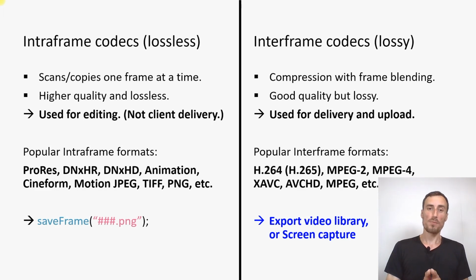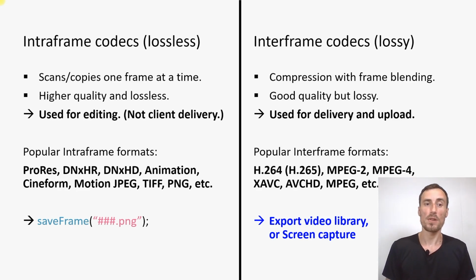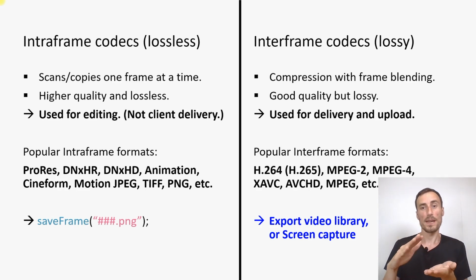Next thing that relates to lossless and lossy: you will encounter terms like intraframe and interframe. Intraframe codecs are lossless and interframe codecs are lossy. So when you do post-production or work professionally with videos, you would rather work with intraframe codecs in the beginning, because intraframe codecs scan and copy one frame at a time, whereas the lossy codec compresses with frame blending. That means the codec checks all frames next to each other, and if they are similar or the same, it blends them together. It basically meshes them together.